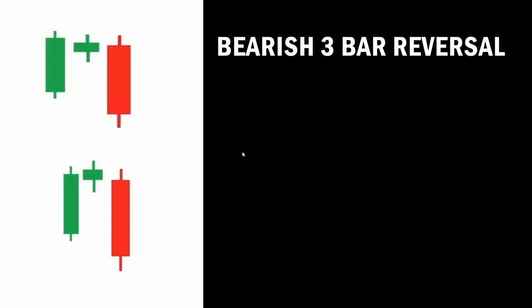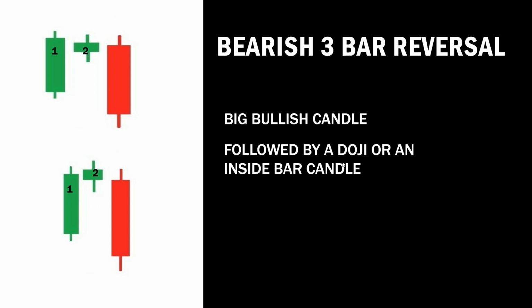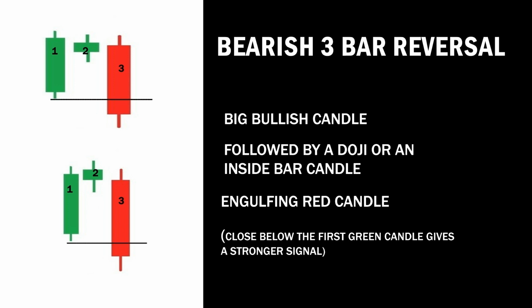So if we are looking at the bearish 3-bar reversal pattern, we can see that there's a big bullish candle, signified by the number 1, followed by a doji or an inside bar candle, and then followed by a red engulfing candle. And again, take note, a close below the first green candle gives us the confirmation or a strong signal.